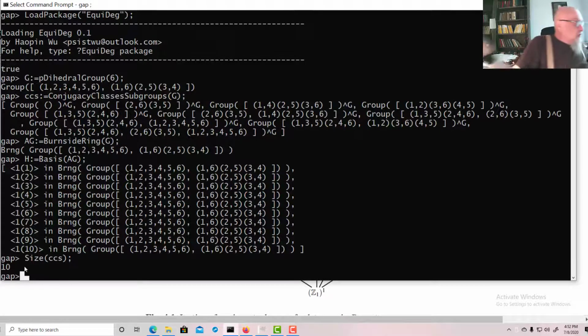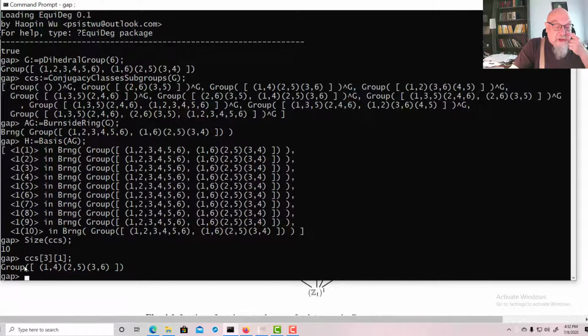The generators can be shown by using this command. So I say like this, let's say number 3. What is the class number 3? I'm using 2 indices. First of all, I take the third conjugacy class and take the first representative. So in this case, it will show me the generators of the group. And as you see here, we have 1, 4, 1, 2, 5, 3, 6.